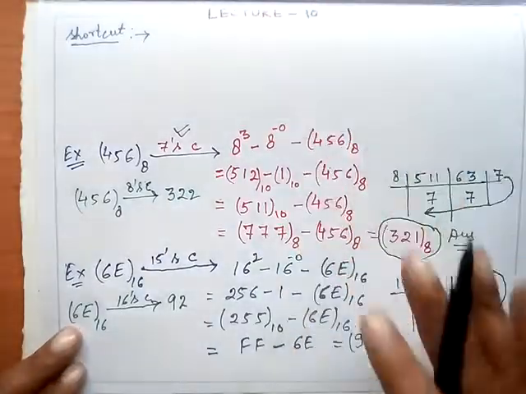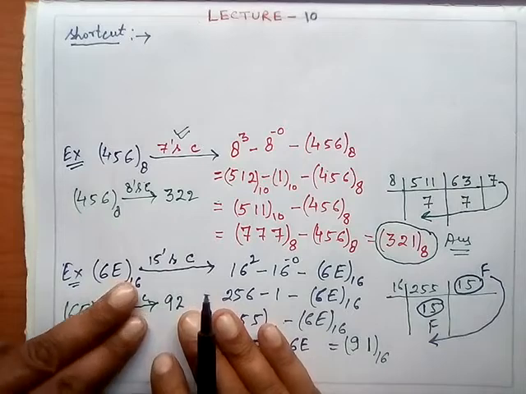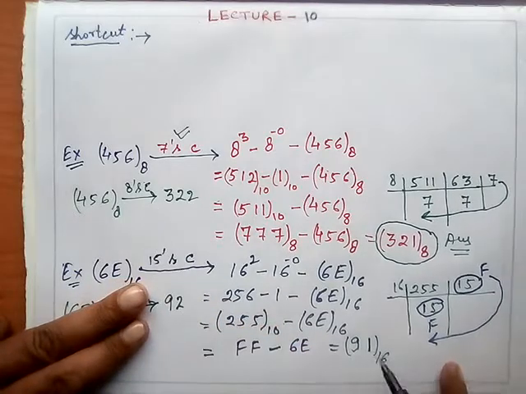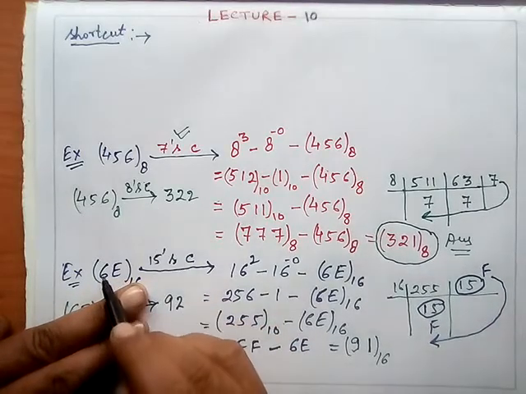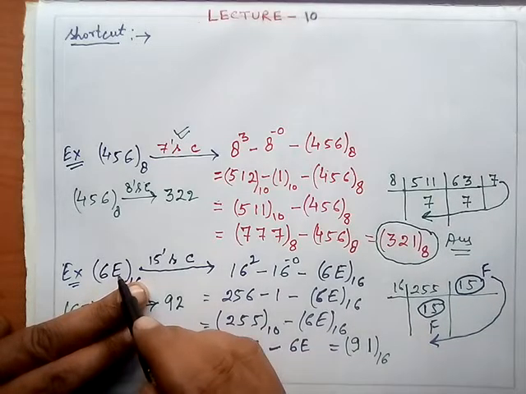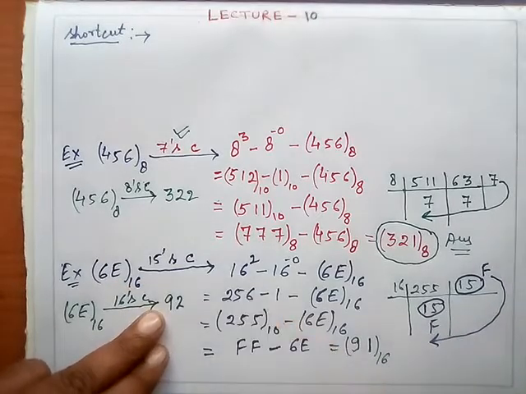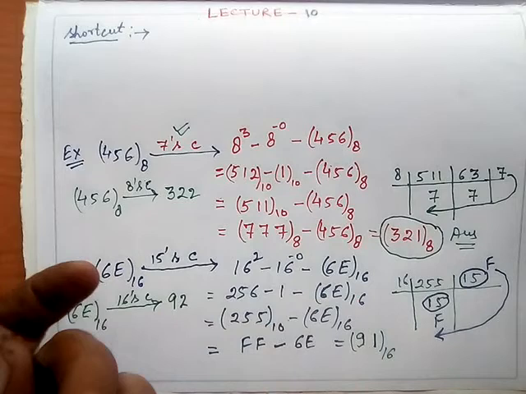Just see, the verification of this is 6E. I said the 15th complement of this, so I subtract every digit from 15. So 15 minus 6 is 9 and 15 minus 14 is 1. And I add 1 to this number. So I hope it is clear to you.